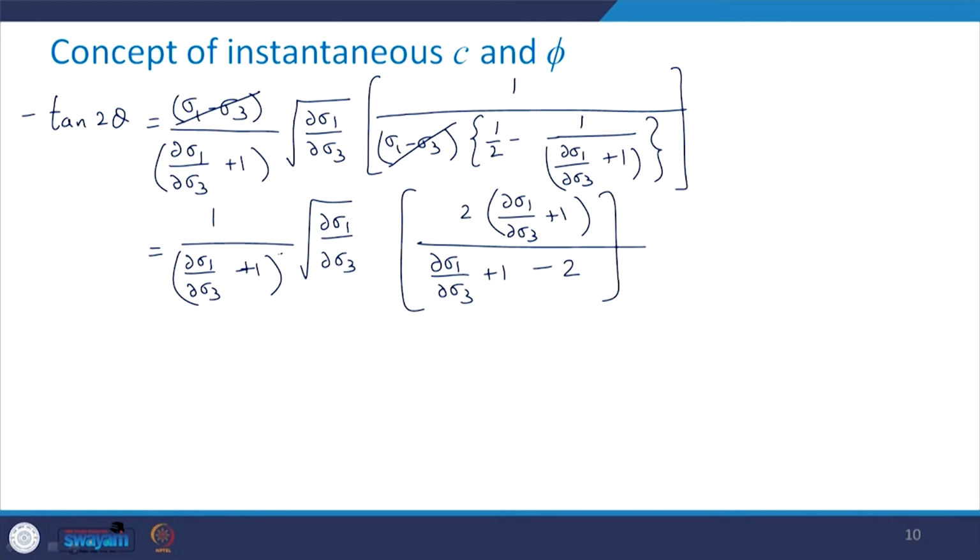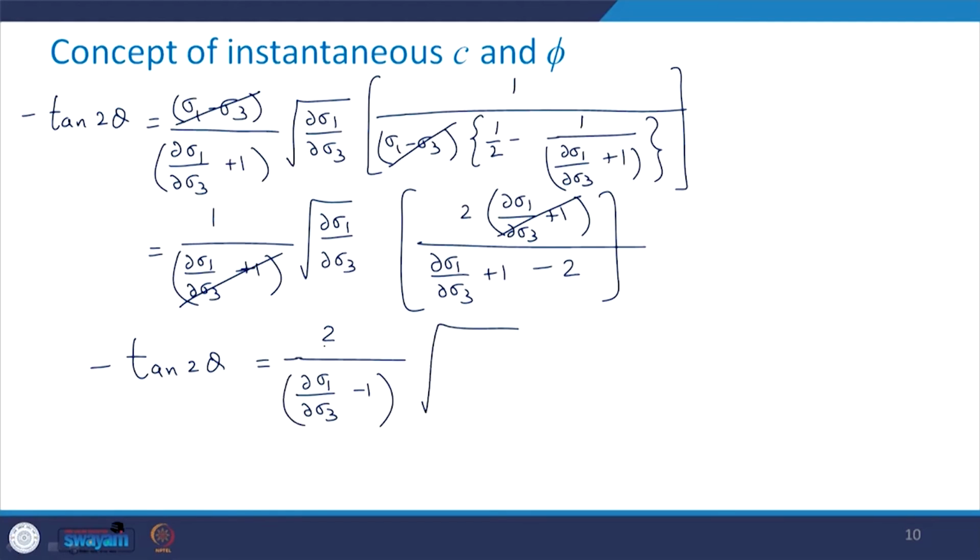So you see here this and this also will get cancelled. So ultimately we are going to get a very simple expression, which is minus tan of 2 theta is equal to 2 upon (del sigma 1/del sigma 3 minus 1) into square root of del sigma 1/del sigma 3. This is what we are going to have now.